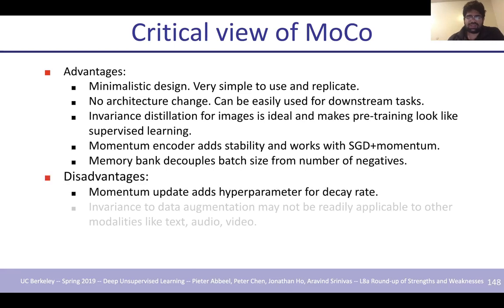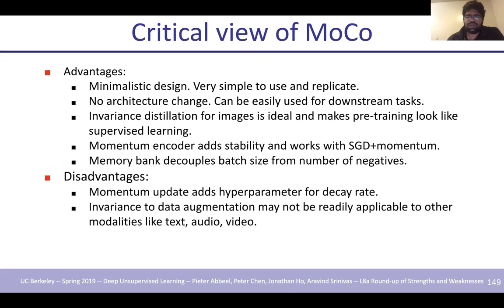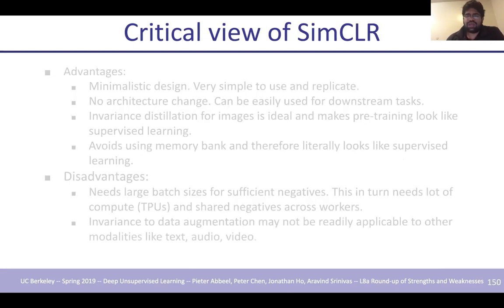The disadvantage of MoCo is that because you introduce a momentum update, you need to figure out the right decay rate for that, and that is an extra hyperparameter. Another disadvantage is that image augmentation invariances may not be applicable to other modalities. So this may be a method that works only for visual image recognition.